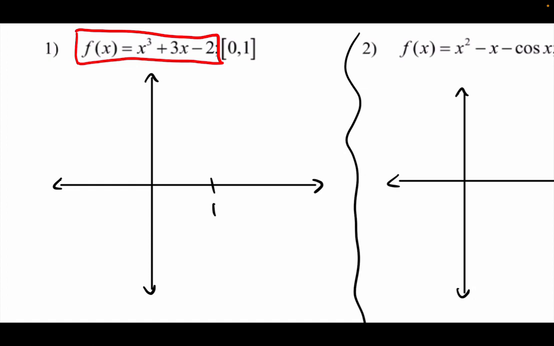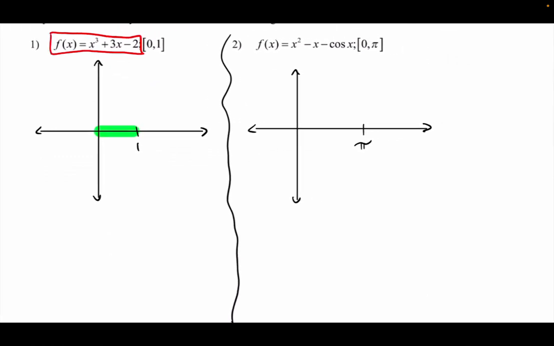So they want to know, is there going to be a zero between 0 and 1? In this little interval here, are you guaranteed a zero? Well, I've got to figure out where I am at the start of the interval and where I am at the end. That's the first thing I'm going to do. So to figure that out, I'm going to plug in 0 and I'm going to plug in 1 to see which y value I'm at.